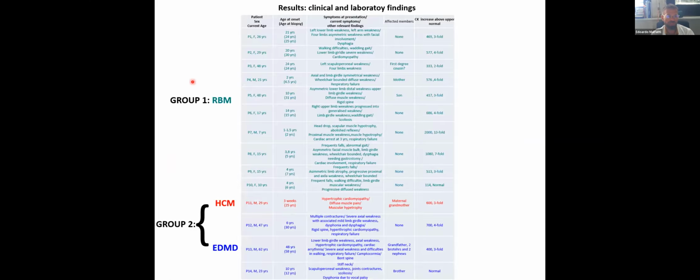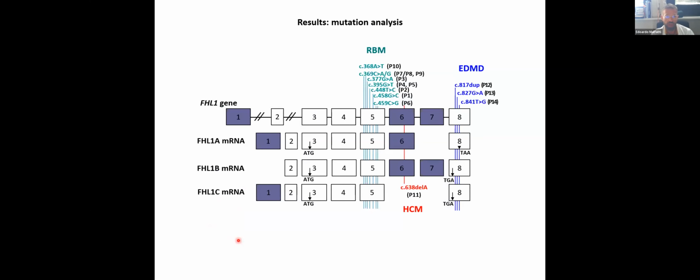Here, just to summarize the clinical features. The first group presents invariably with early, adolescent, or early adulthood onset disease, while group two presented with adolescent or early onset of either Emery-Dreifuss or hypertrophic cardiomyopathy.